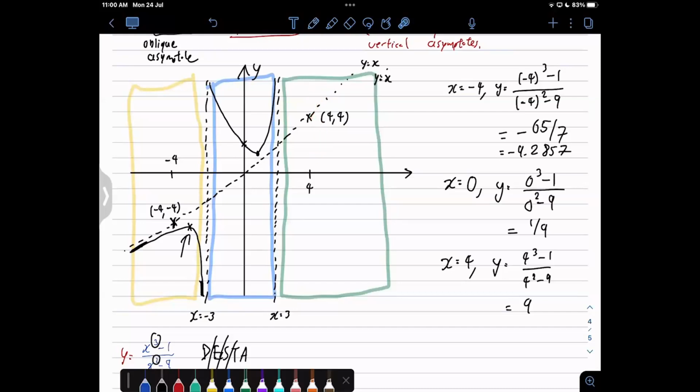Can you try drawing? It will look like this. Very good. Exactly. That's it. Yay, graph sketching completed. You have completed the chapter already.